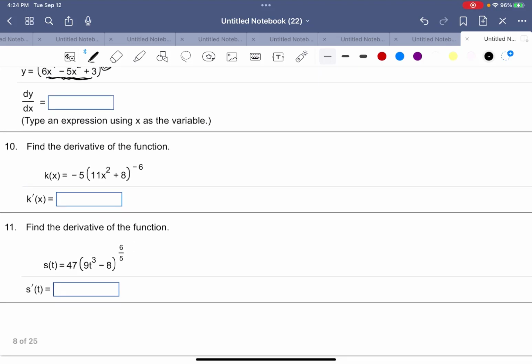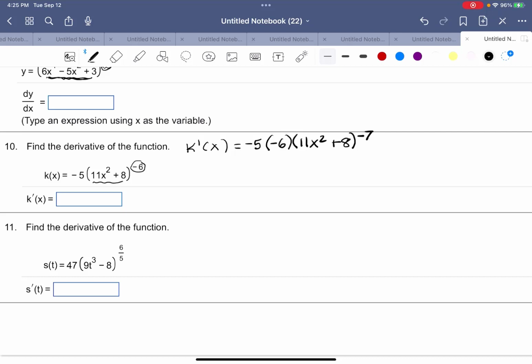Number 10. Look, we've got an inner function, which is 11x squared plus 8, and we've got an outer function, which is to the 6th power. Okay, so we need to do the whole thing first, and then the derivative of the inside. So k prime of x is going to be constant -5 times the power times the base, which happens to be a binomial this time, to the power minus 1. So that's a -7.